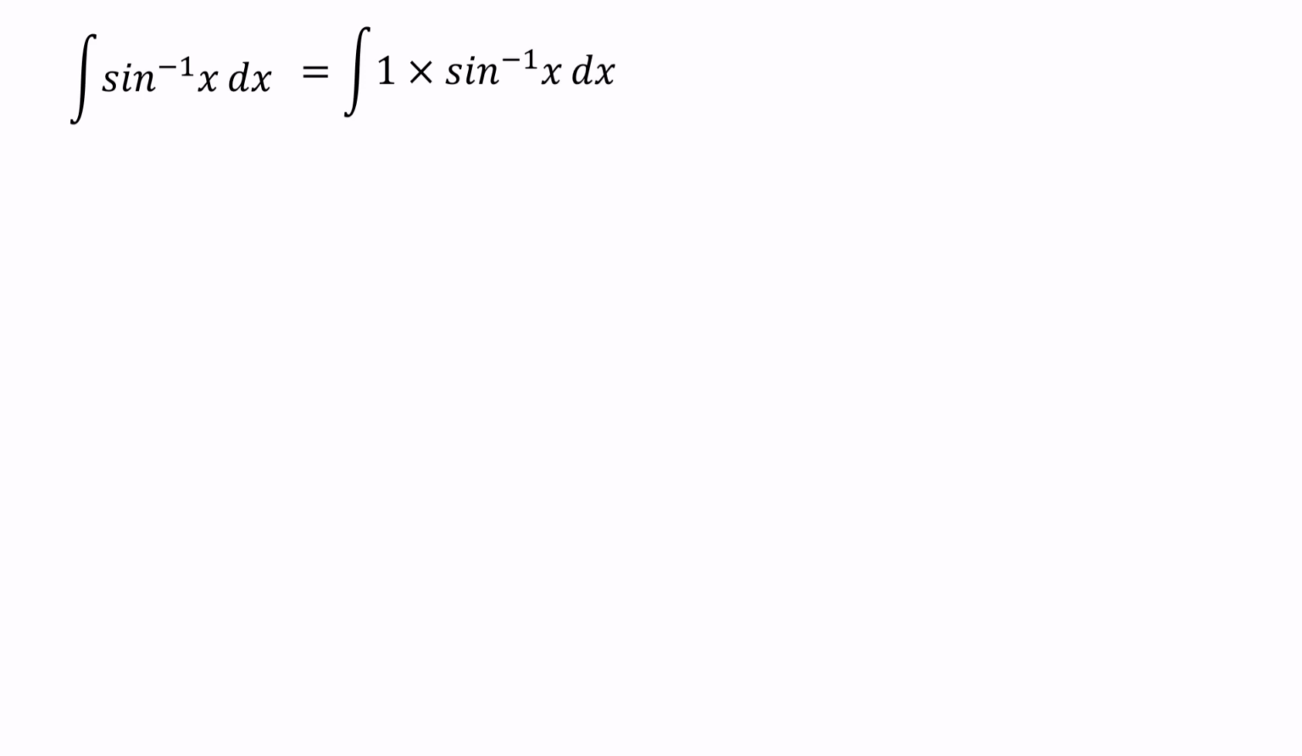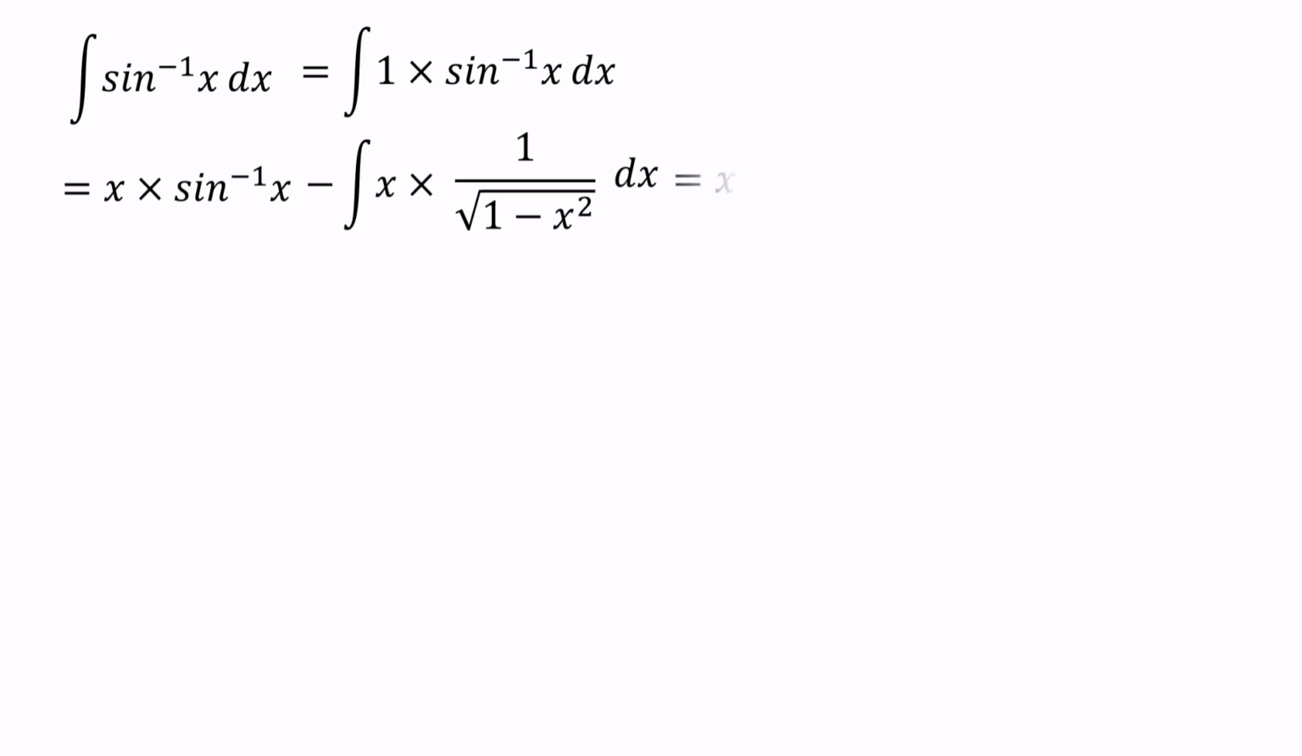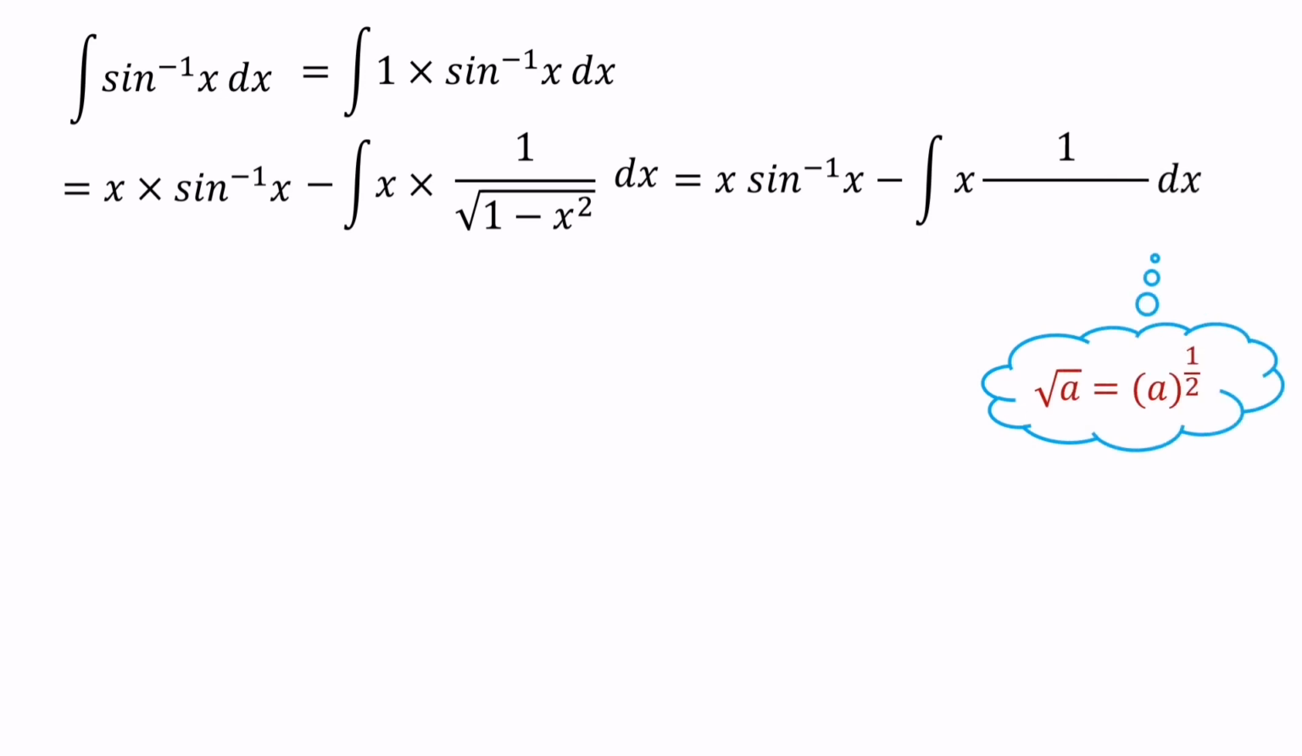We can write the sin inverse x term as it is, minus the integral of x into the differentiation of sin inverse x. The differentiation of sin inverse x we can write as 1 over root 1 minus x squared dx. Then we can write x sin inverse x minus x into 1 over, instead of the square root of 1 minus x squared, we can write 1 minus x squared to the power of half dx.